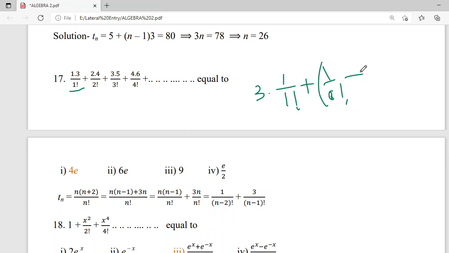Plus 3 by n minus 1 factorial, 1 by 0 factorial. So next you will have 1 by 1 factorial, then plus 3 by 2 factorial, etc. And ultimately you will have this as 3 into 1 plus 1 by 1 factorial.